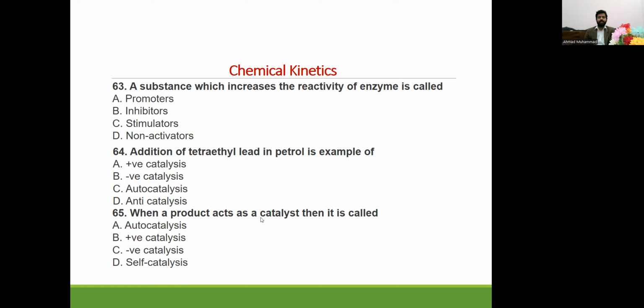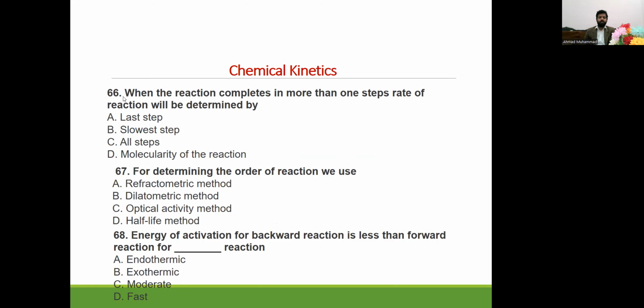When a product acts as a catalyst, then it is called autocatalysis, positive catalysis, negative catalysis, and self-catalysis. The right option from these is autocatalysis. When a product is a catalyst, it is called autocatalysis. If we talk about question number 66, when the reaction is completed in more than one step, the rate of reaction will be determined by the last step, slowest step, all steps, molecularity of the reaction. So the right option from these four options is B, slowest step.